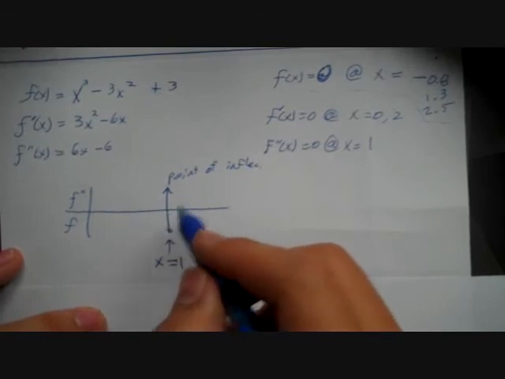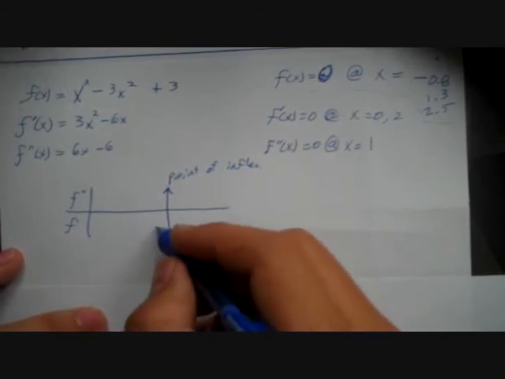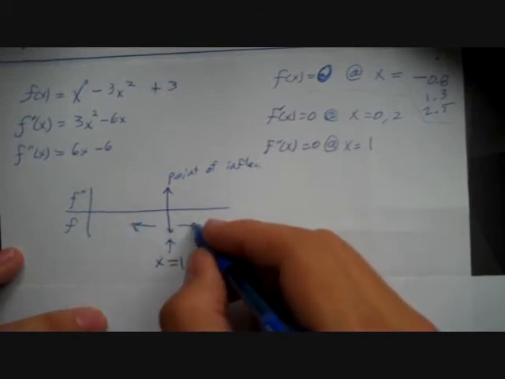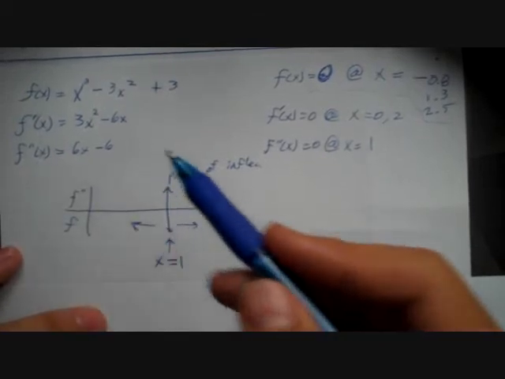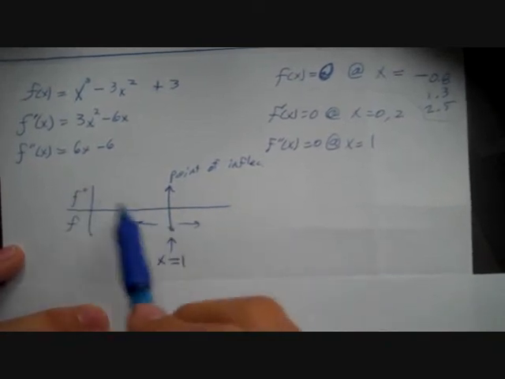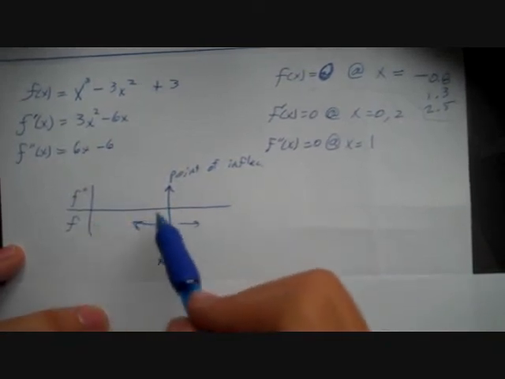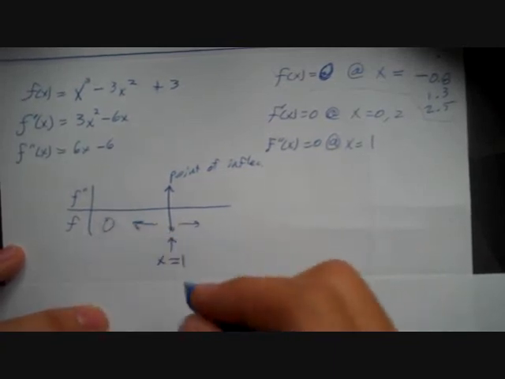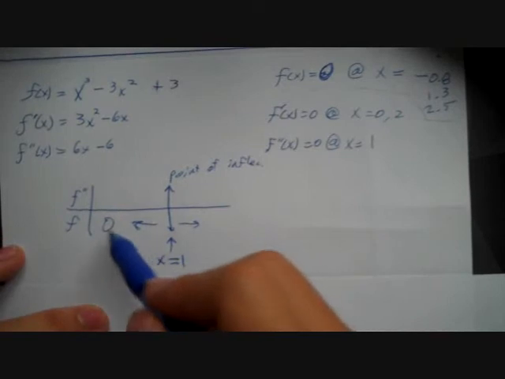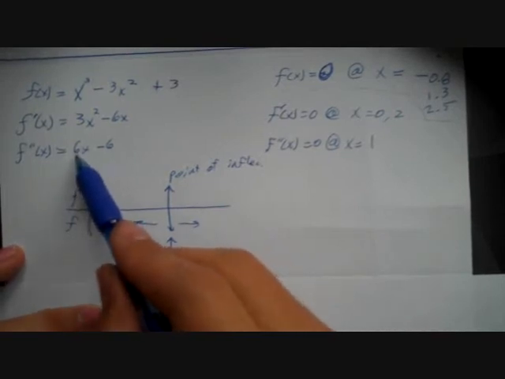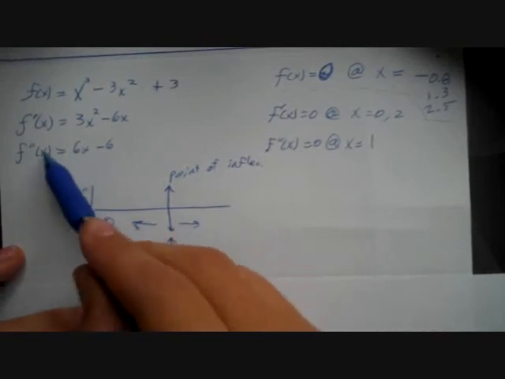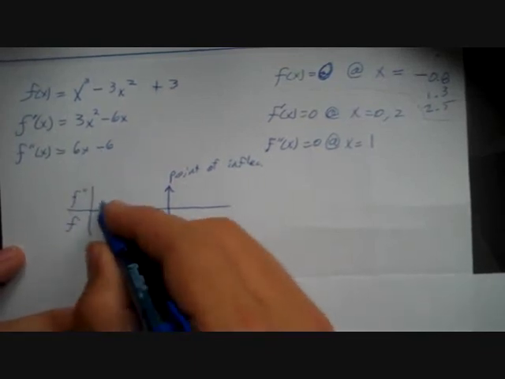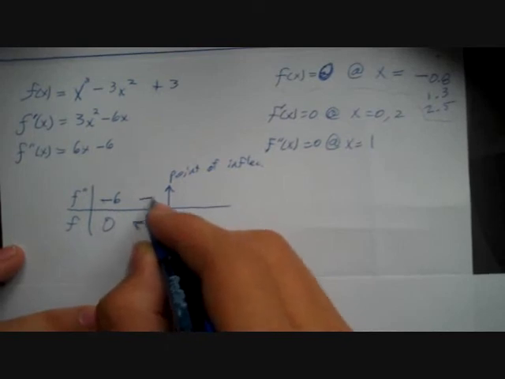Well, to figure out if it's positive or negative, we'll just pick a value on either side of our point of inflection and see if it's positive or negative. It's pretty much plug and chug. So let's pick an easy number less than 1. A good easy number would be 0. So f prime prime of 0, that's 6 times 0, so that'd be 0 minus 6, which is just negative 6. So that means it's negative.